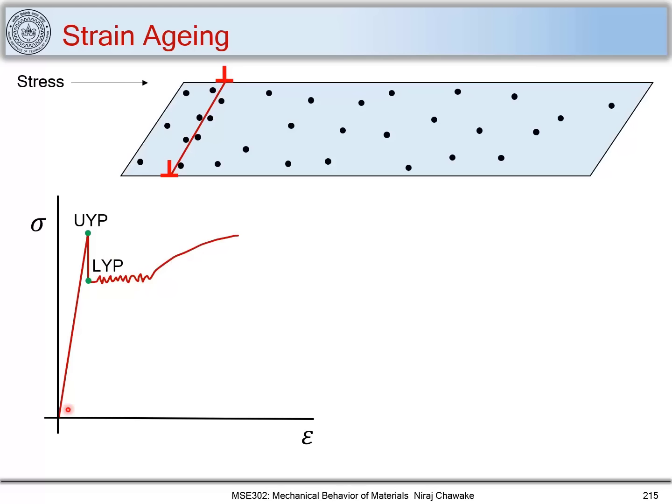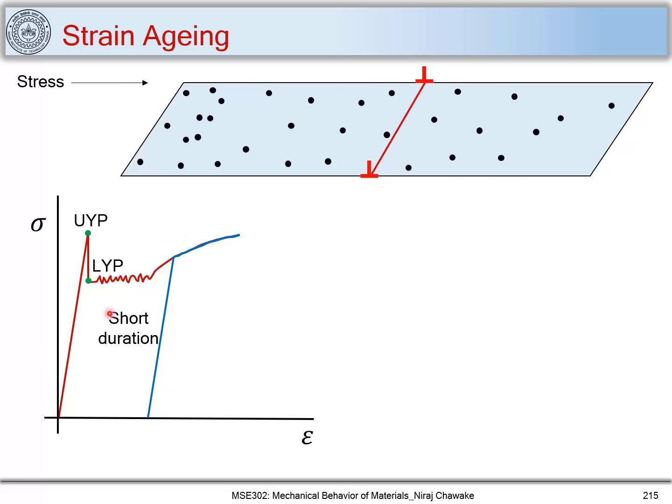Now what you do is that when you deform the material in this way, you unload it, and then try to deform it again. If you deform the material without giving much time, then the dislocations which are already set free from the Cottrell atmosphere can move, and thus you don't see any yield point phenomenon here. So we don't observe yield point phenomenon when you deform the material immediately after it is unloaded.